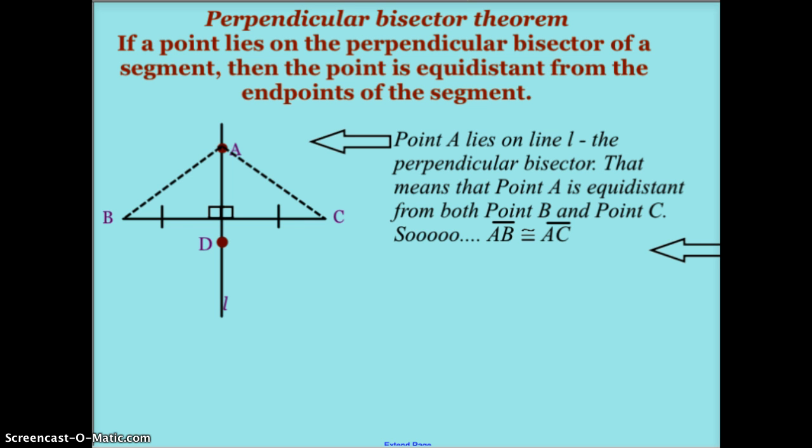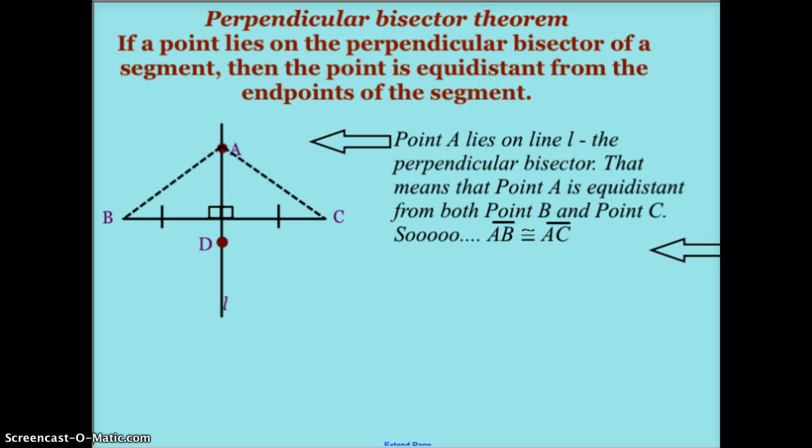Point A lies on line L, the perpendicular bisector. We know it's the perpendicular bisector because it created two congruent segments, and it was going through line segment BC, creating right angles. That means that point A is equidistant from both point B and point C, the endpoints of that segment. So AB is congruent to AC. Point A lies on the bisector. It's equidistant from B and C, the endpoints of the segment.